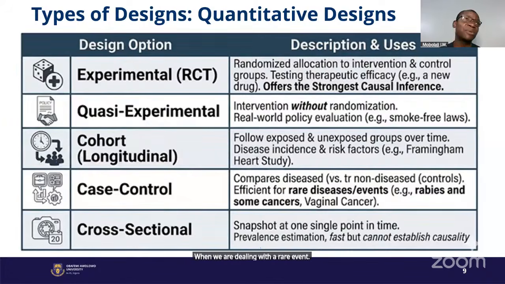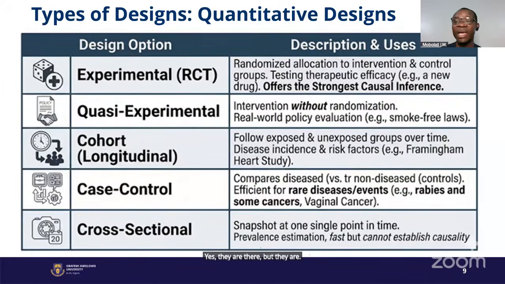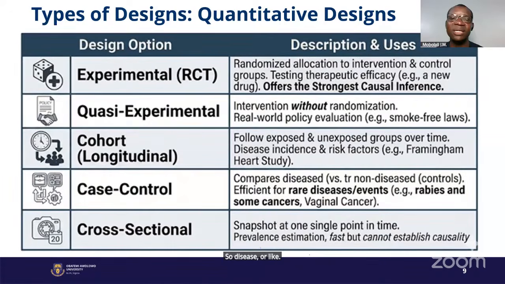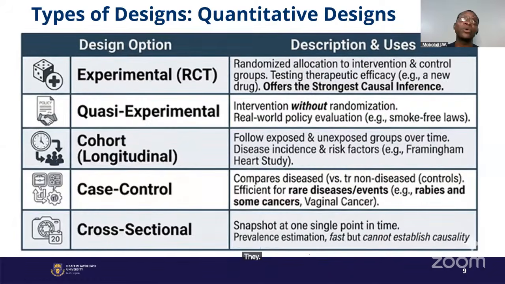For example, there are some diseases that are very rare. Yes, they are there, but they are very rare. Some cancers are very rare. Yes, we will have them in the population, but you can't easily come by them. Maybe it's less than 1% of the population. There are quite a number of cancers that affect less than 1% of the population, let's say in Nigeria. Diseases like rabies and some other cancers, or maybe cervical cancers. They rarely occur. You don't find them in the general population.